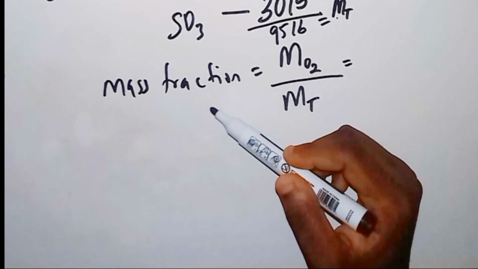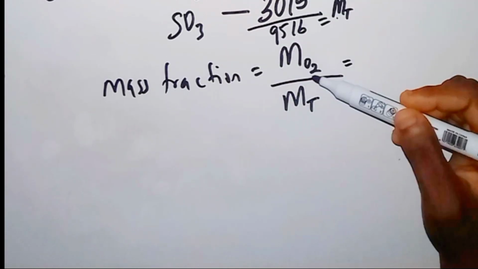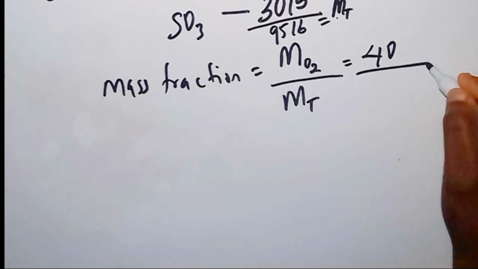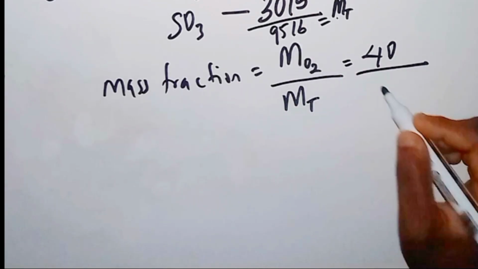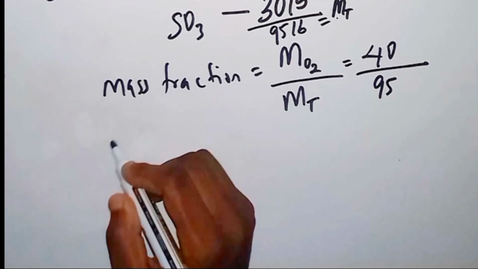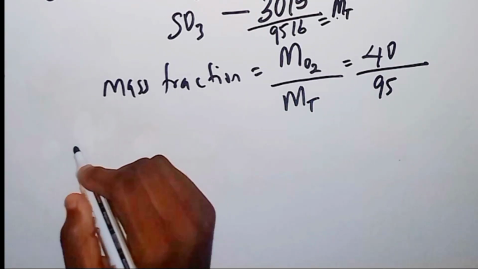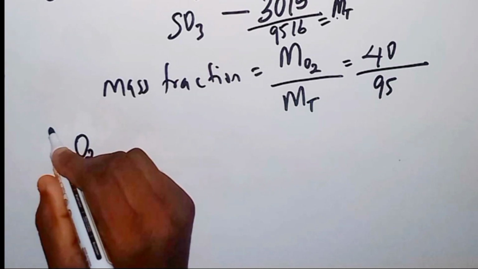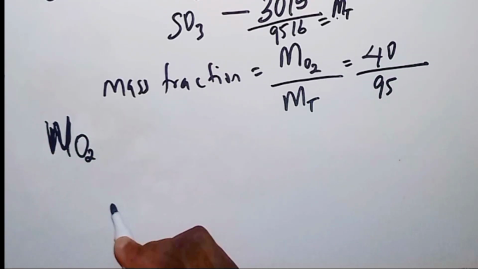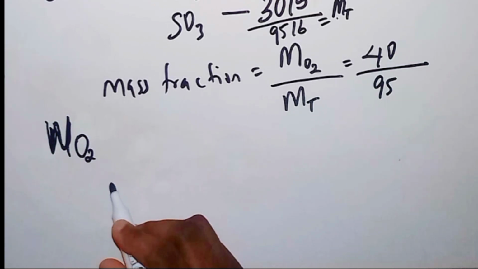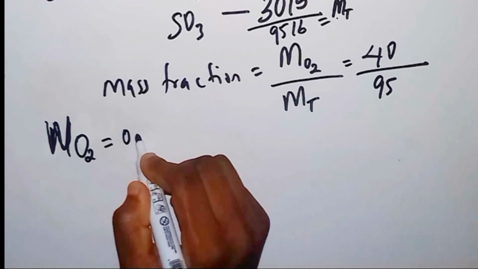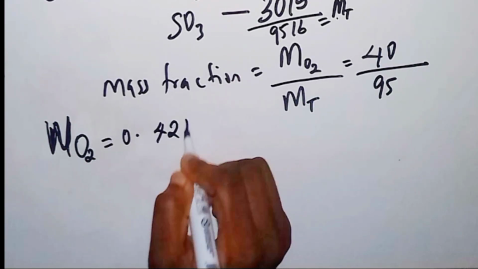Now, to get the mass fraction for oxygen, the mass of oxygen here is 40 divided by the total mass of it, which is 95. At the end of the day, the mass fraction for oxygen is 0.421.